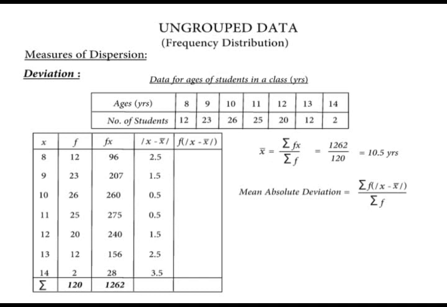So for the first one, 12 times 2.5 is 30. 23 times 1.5 is 34.5. 26 times 0.5 is 13. If we proceed like that, we get 12.5, 30, 30, and 7. And then we get the summation of that, and it gives us 157. Therefore, the mean absolute deviation will be 157 over 120, which gives us 1.31 correct to 2 decimal places.